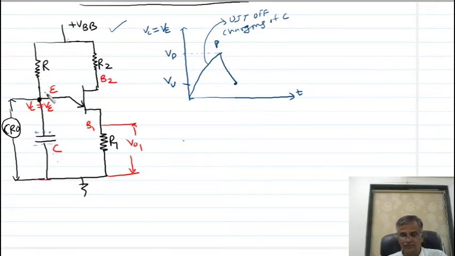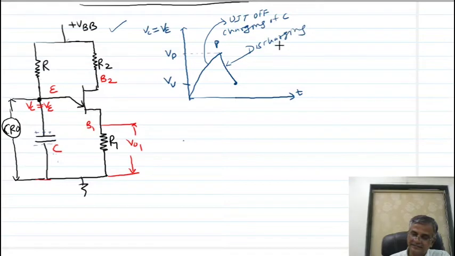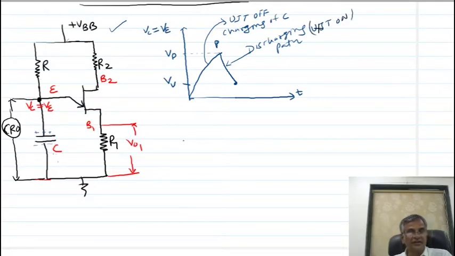When this voltage is more than the peak voltage, the UJT starts conducting and the charge on the upper plate is discharged through emitter base 1 and resistor R1. So I am showing you this is a discharging path. During the discharging path, you can say the UJT is in the on condition, UJT is on or current is flowing.